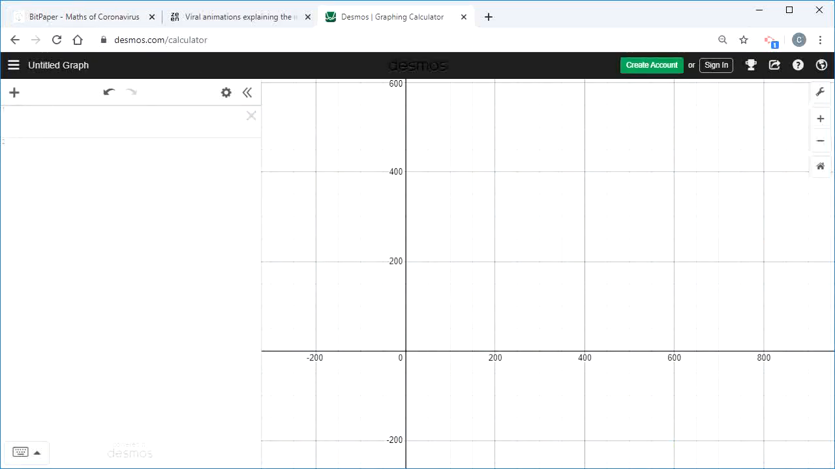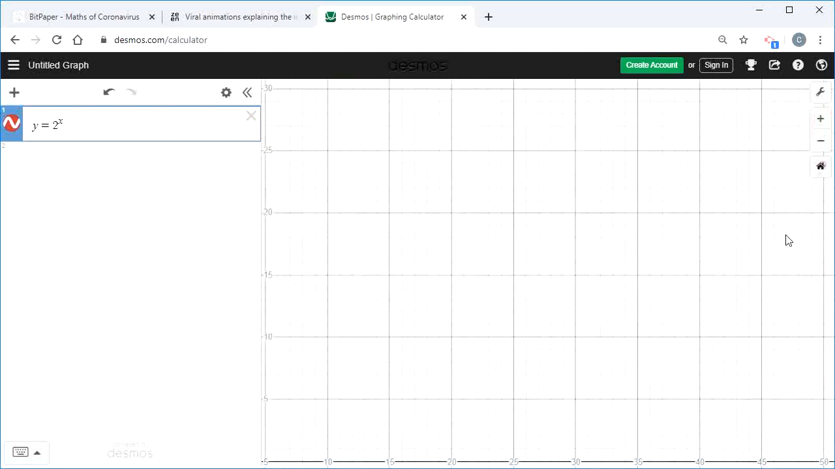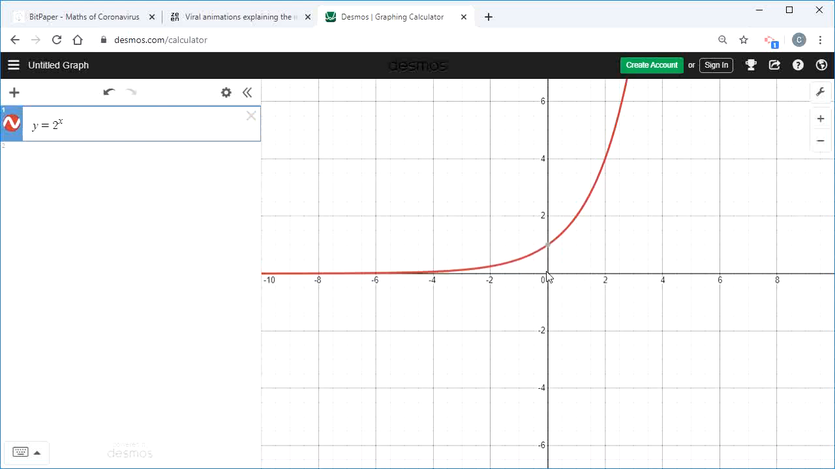Let's take that exponential equation and put it here into a graphing calculator. So y is going to be 2 to the power of x. Now that's really very difficult to see. Let's zoom that in a bit and see what's going on. So we start here at day 0 and we have 1 person sick. By day 1 we have 2 people sick. By day 2, 4 people, and so on.